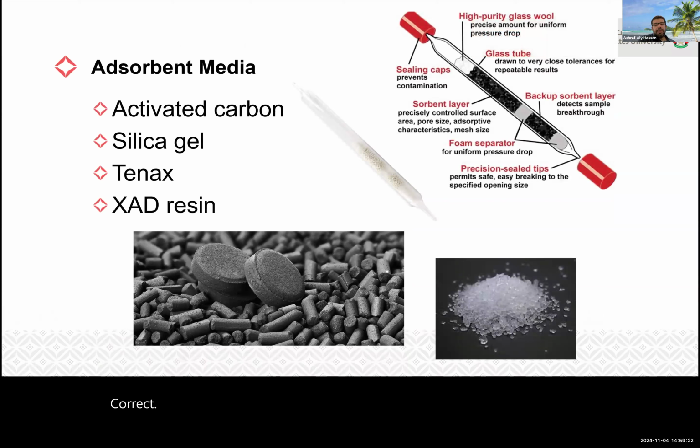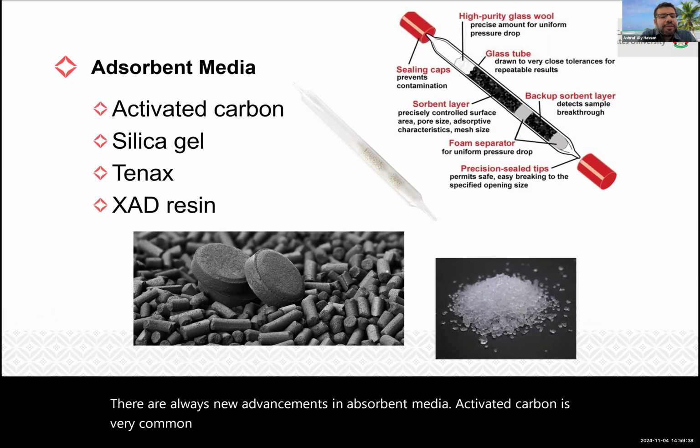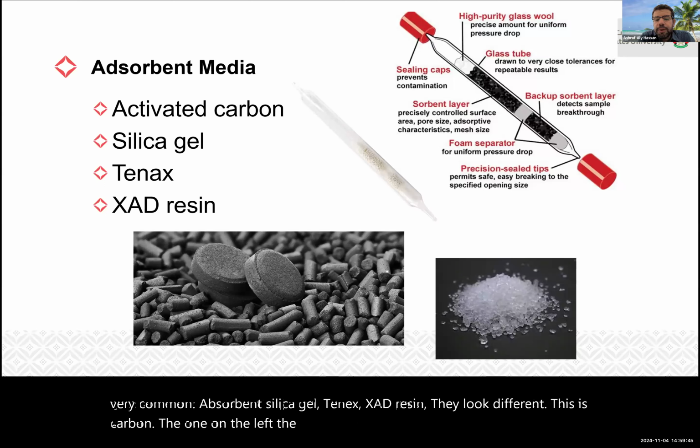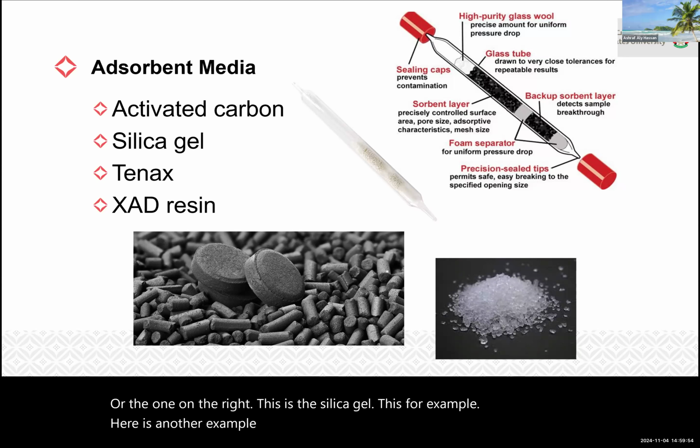So the media that's being used inside the tube can be one of these or more. There are always new advancements in adsorbent media. Activated carbon is a very common adsorbent. Silica gel, 10X, XAD resin. They look different. This is carbon, the black one, and the one on the right is the silica gel. Here is another example of an adsorbent tube, made of glass.